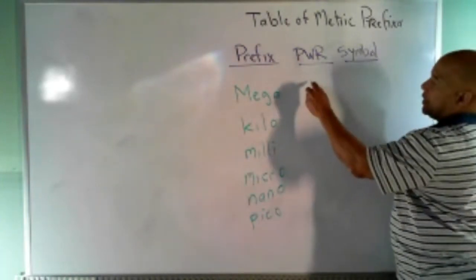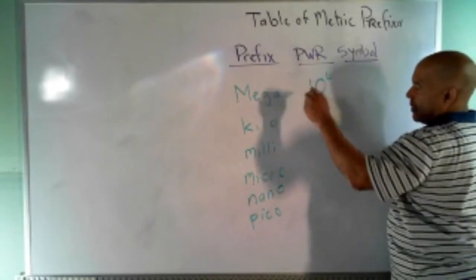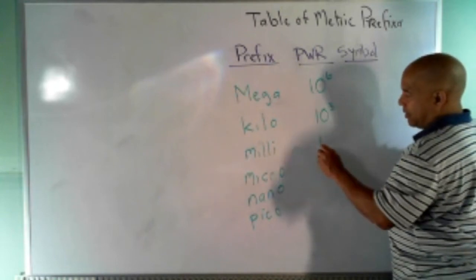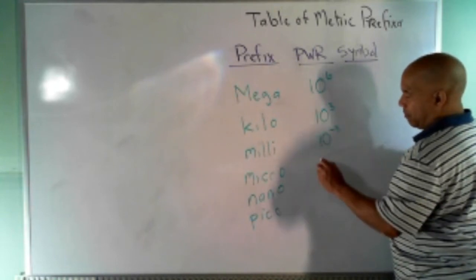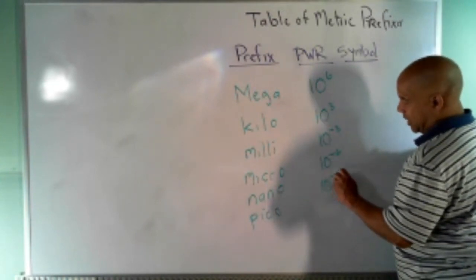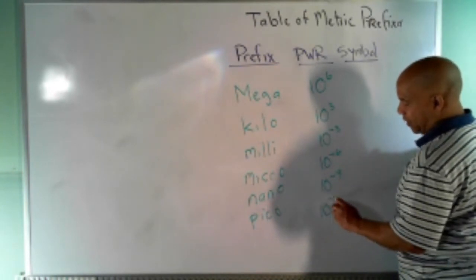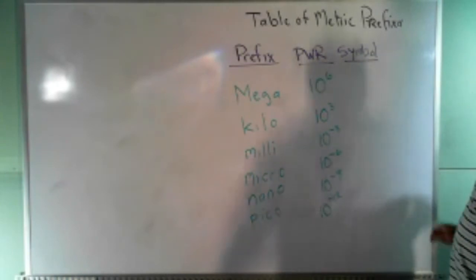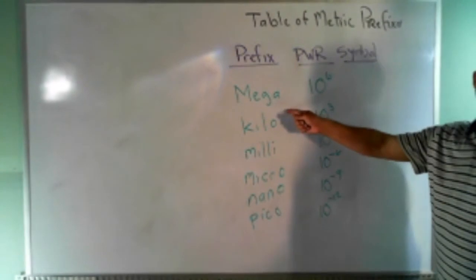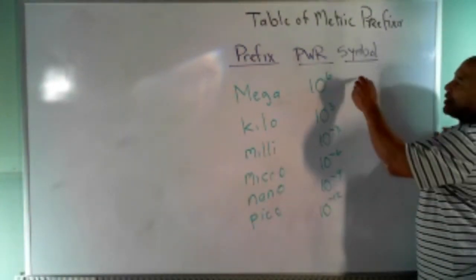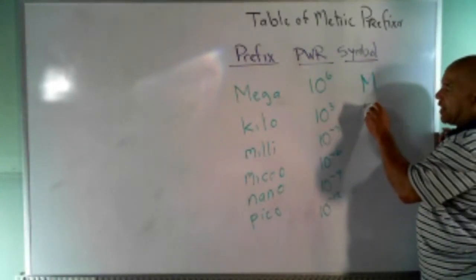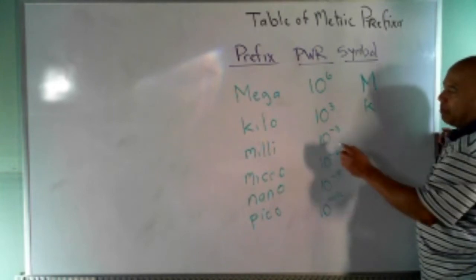So mega is 10 to the 6th. Kilo is 10 to the 3rd. Milli, 10 to the minus 3rd. Micro, 10 to the minus 6. Nano, 10 to the minus 9. And pico, 10 to the minus 12. So you gotta know that. And then the last thing you gotta know is there's a symbol associated with each prefix. The symbol for mega is a capital M. Kilo is a lowercase k. Milli is a lowercase m.